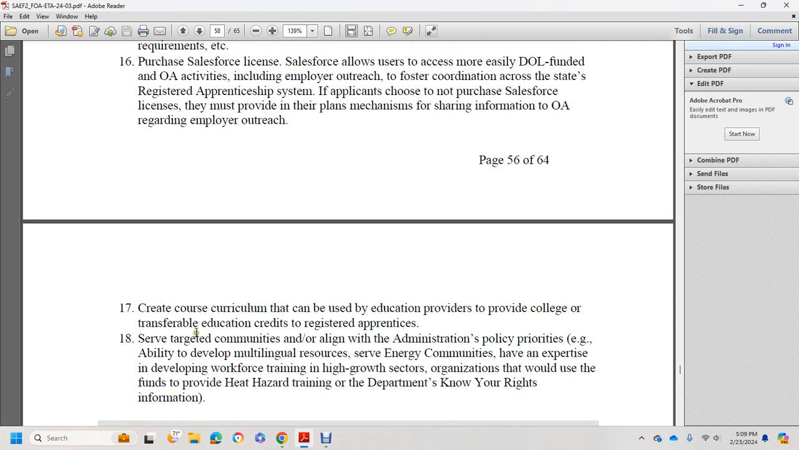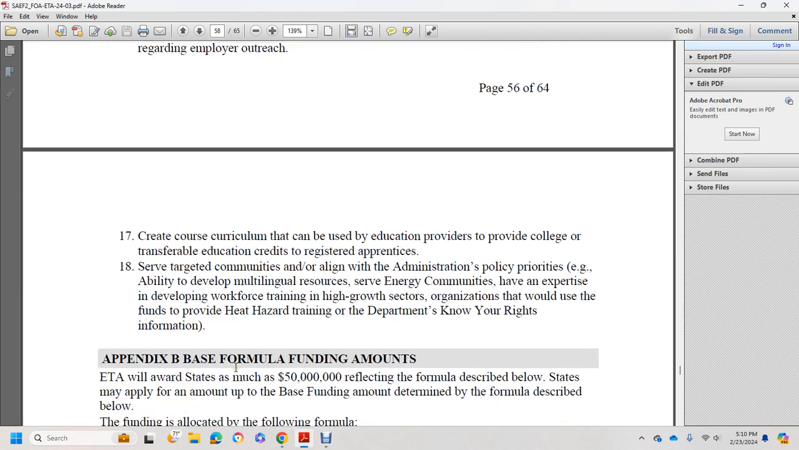18. Serve targeted communities and or align with administrative policy priorities, including the ability to develop multilingual resources for energy communities, having the expertise in developing workforce training in high-growth sectors, and organizations that would use the funds to provide heat hazard training. Appendix B, base formula funding and amounts.